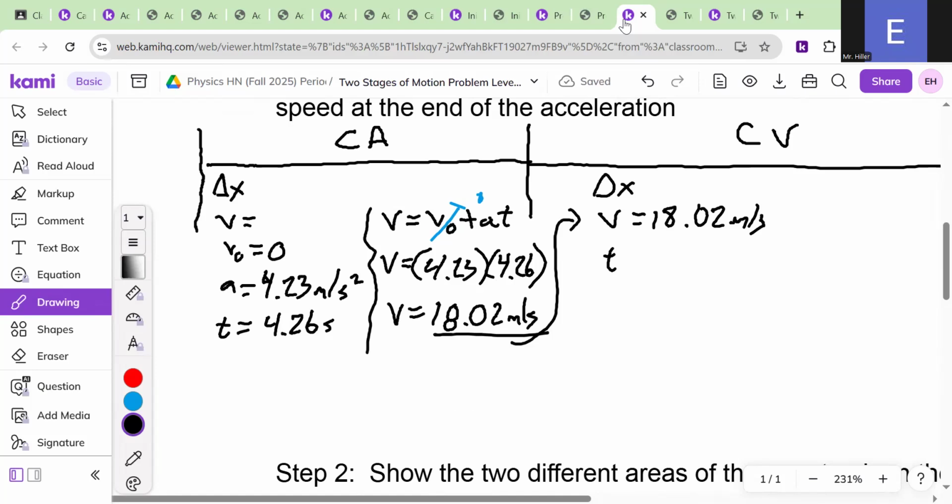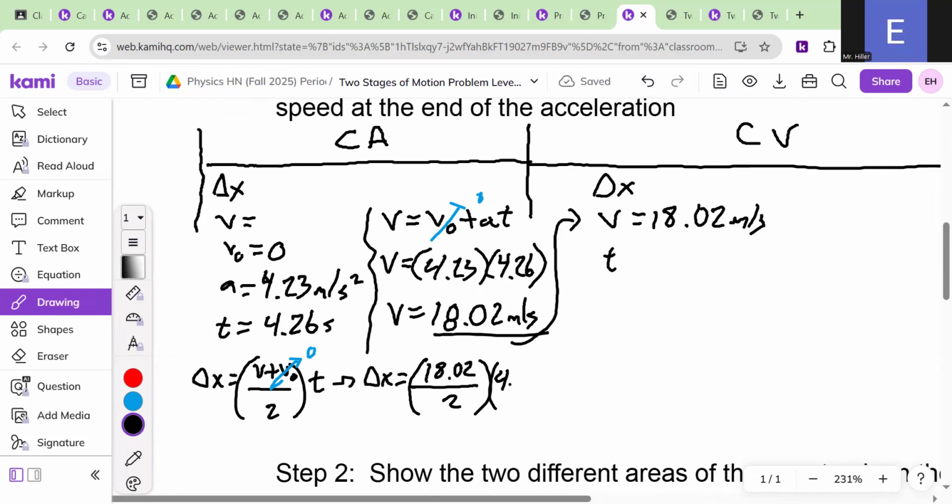Let's figure out the displacement. So I'm going to use equation number 11. We've got v plus v naught over 2 times t. V naught was 0. So it's 18.02 divided by 2 times 4.26. And delta x for this region is about 38.38 meters.